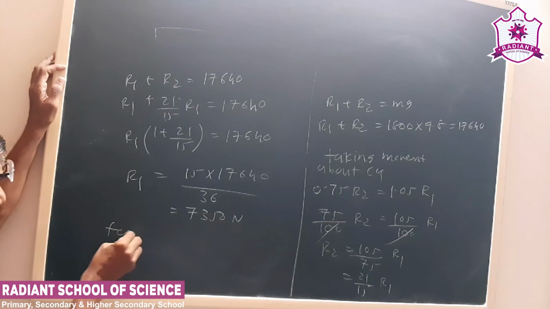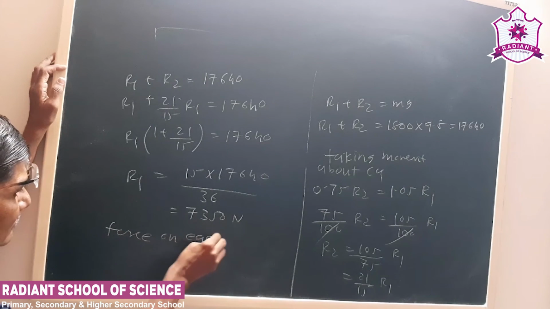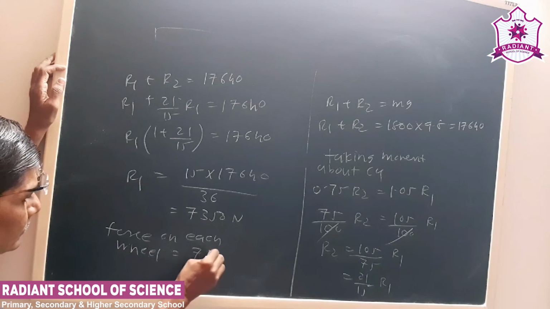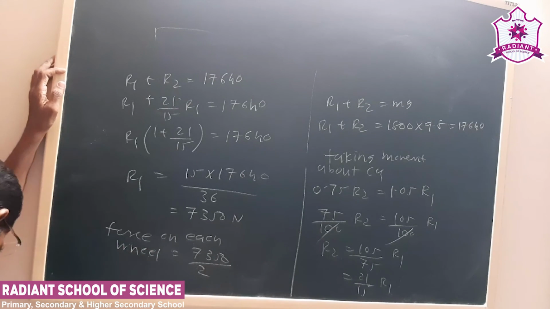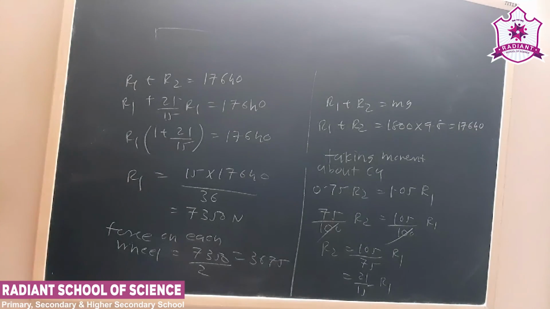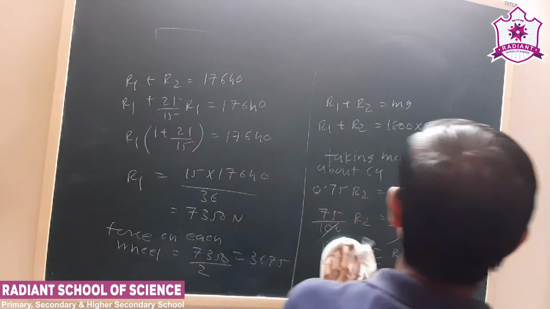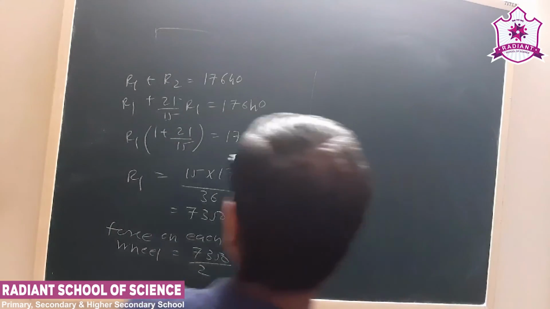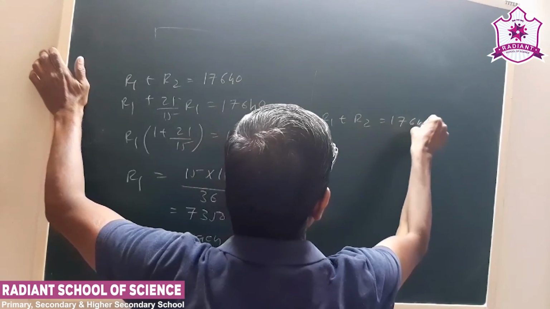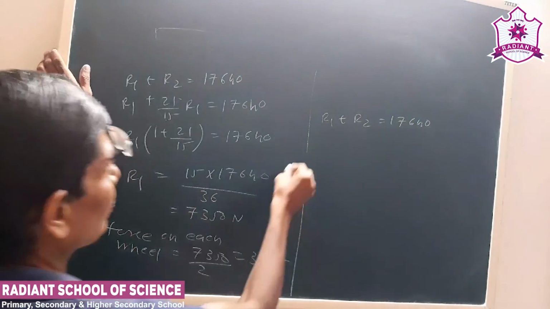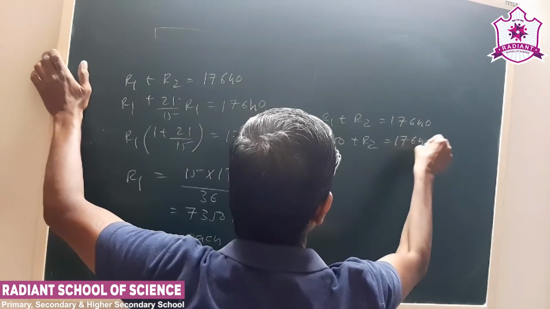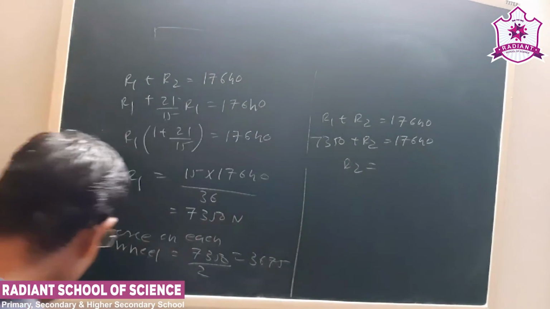Now see the force on each wheel. Okay, that turns out to be 3675. Now R2 we have to calculate. R1 plus R2 is given. R1 we have got 7350. So R2 value we will get.